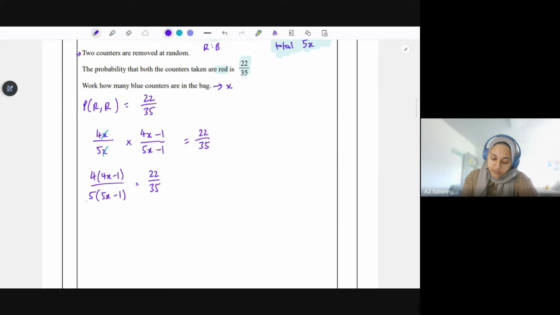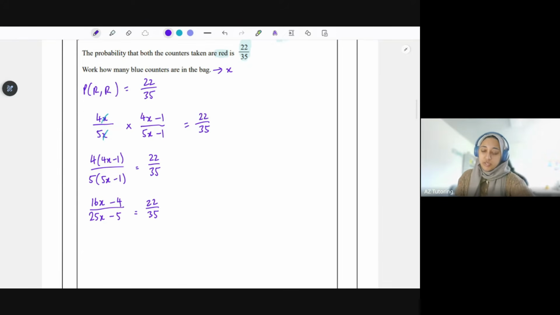Okay, now I'd probably times these all out first. So 4 times 4x is 16x minus 4. 4 times minus 1 is minus 4. Over 5 times 5x is 25x minus 5. That equals 22 over 35.